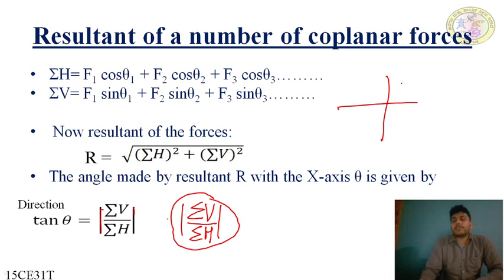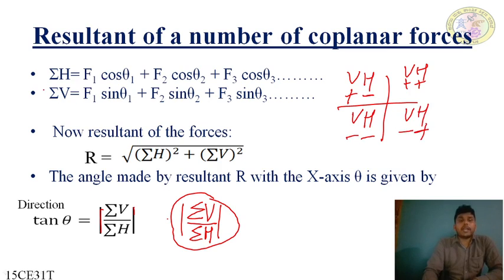If it is in the first quadrant, both V and H are positive. In the second, V and H are positive and negative. In the third, both are negative, and in the fourth, negative and positive. Depending upon the sign convention of sigma H and sigma V, we can decide which quadrant the resultant lies in. This will be very clear when we do the numerical problem.